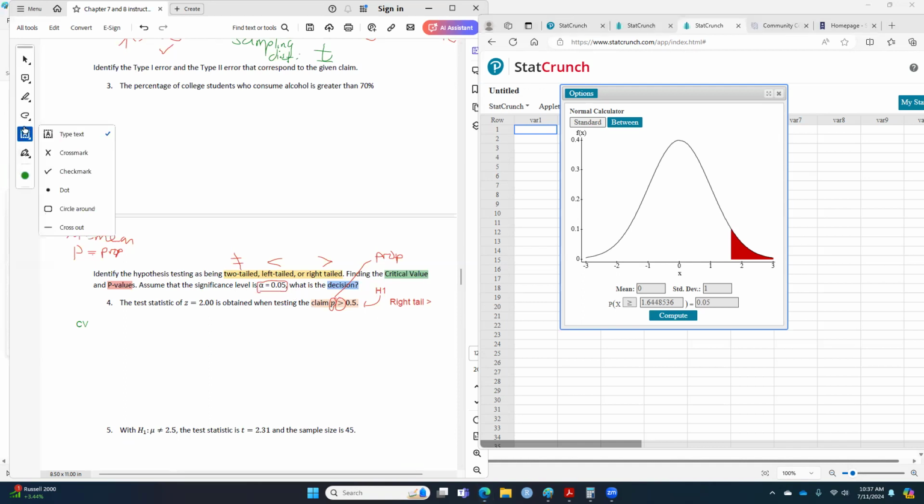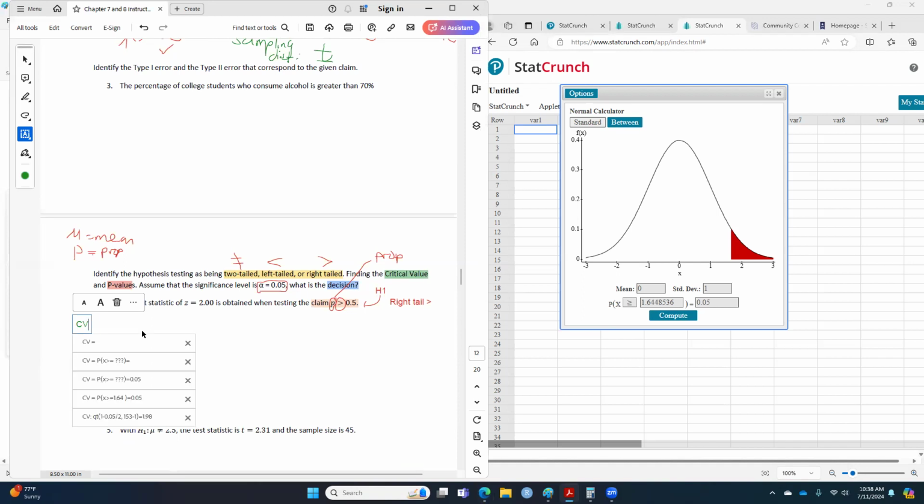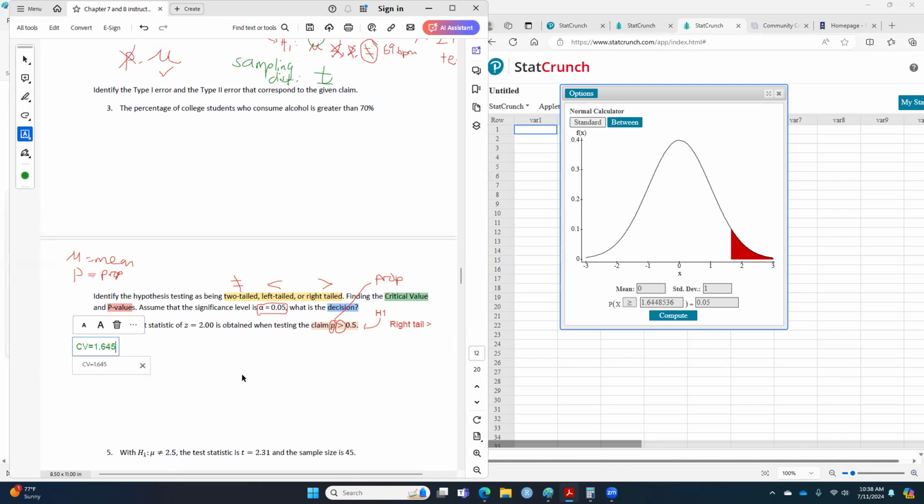Now the critical value in this case is 1.645. So how do you find this? You use the normal calculator, make sure that you use greater than or equal to, and leave this blank. Then the next box is 0.05, and the blank is 1.645. This is how you find your critical value in this case.